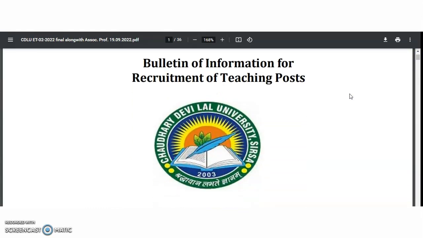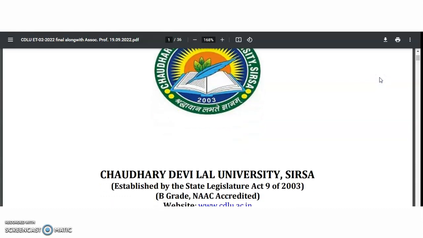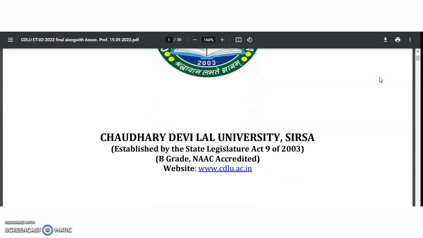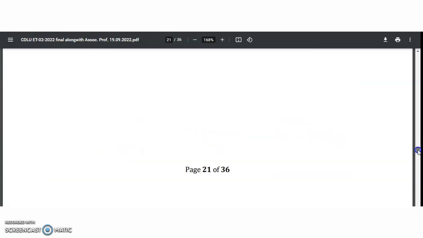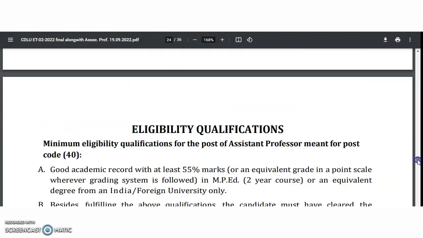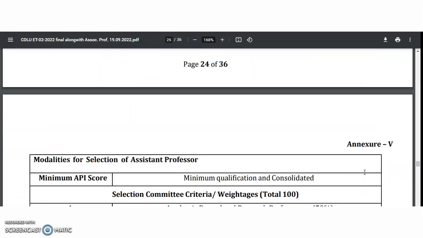So, the bulletin of information for recruitment of teaching positions. Okay, it is from Chaudhary Devilal University, Sirsa. It is one of the state universities, guys. In this state university, I observed some modalities in the selection and interview process for the assistant professor. That is the point I wanted to share with you guys. Okay, so have a look.